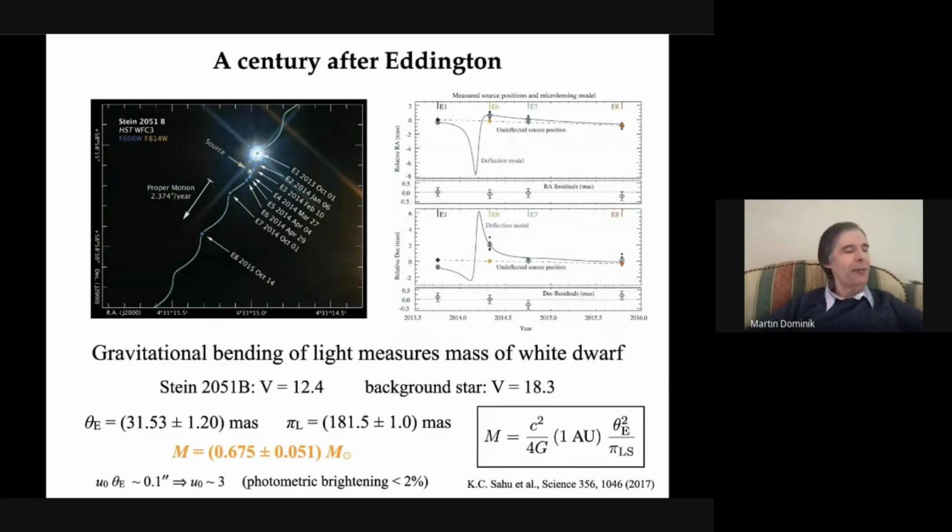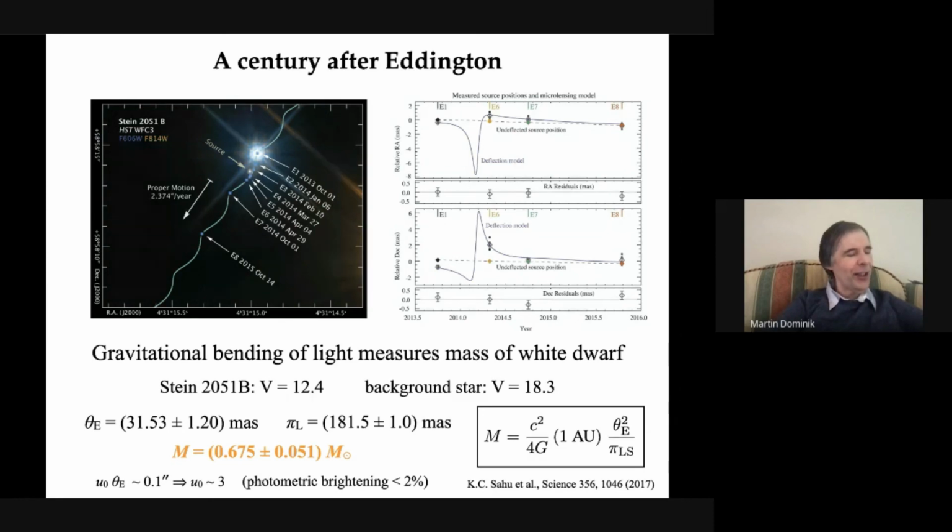Just about a century after Eddington, the gravitational bending of light was measured for another star, the white dwarf Stein 2051b, which is in a binary system and the 6th nearest white dwarf known, which means that it's quite bright. From Gaia data, it was predicted that it would approach a more distant star, passing as close as 0.1 arcsecond. Positional measurements were made with HST for several epochs, but the much fainter background star could only be resolved for separations larger than about 0.5 arcseconds.